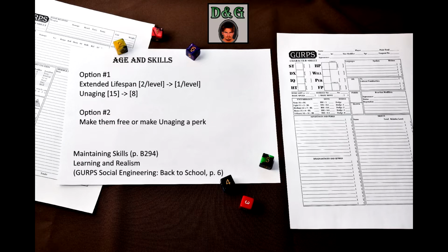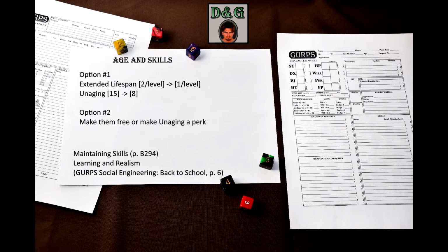I should also mention that many people house rule the age-related advantages. The common house rule is to just halve the costs, but GURPS Fantasy Folk: Elves suggests simply making them free or making Unaging a perk.